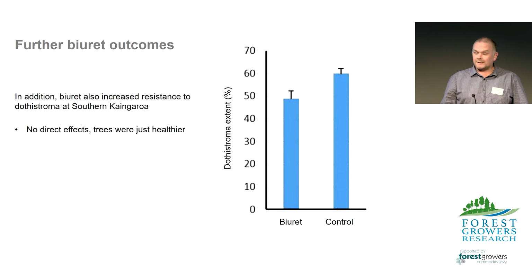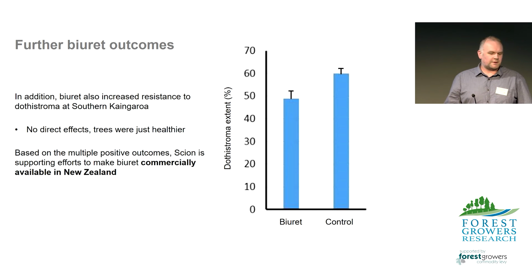And lastly, the other thing we've seen with Biuret is that at the Southern Kaingaroa Accelerator trial, we've linked Biuret application with increased tolerance to Dothistroma. The trees that were treated with Biuret showed less damage from Dothistroma. We don't think this is a direct effect whatsoever. It's simply that the trees are healthier, better off and better able to resist the disease on their own terms. Based on all of these outcomes, we are actively working to make Biuret commercially available in New Zealand.